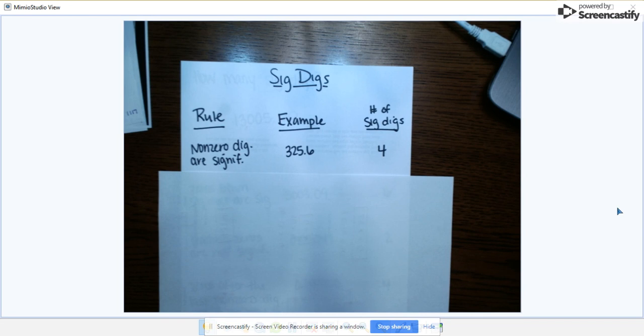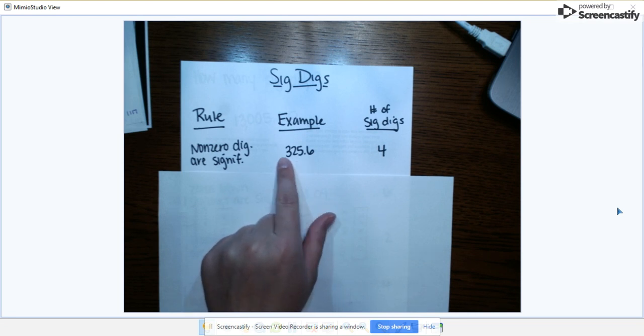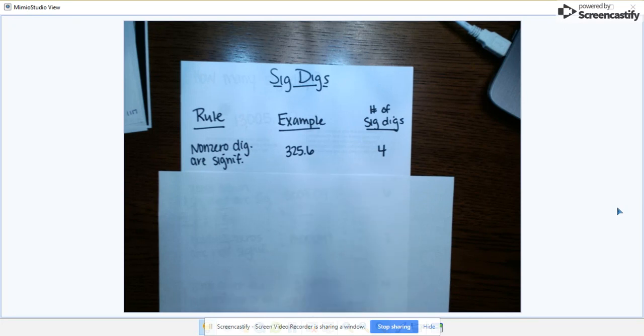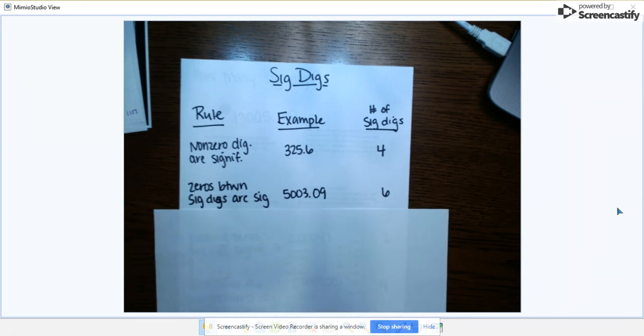But when we're looking at a number and having to decide what is significant, we have 4 rules to follow. So any non-zero digit will always be significant. So if I give you the number 325.6, every single one of those numbers is significant. Therefore, there are 4 significant digits. Okay, if we have zeros between significant digits, then those zeros are significant. So the 5, 3, and the 9 are all significant, and the zeros between are also due to this rule. Therefore, we have 6 sig digs.